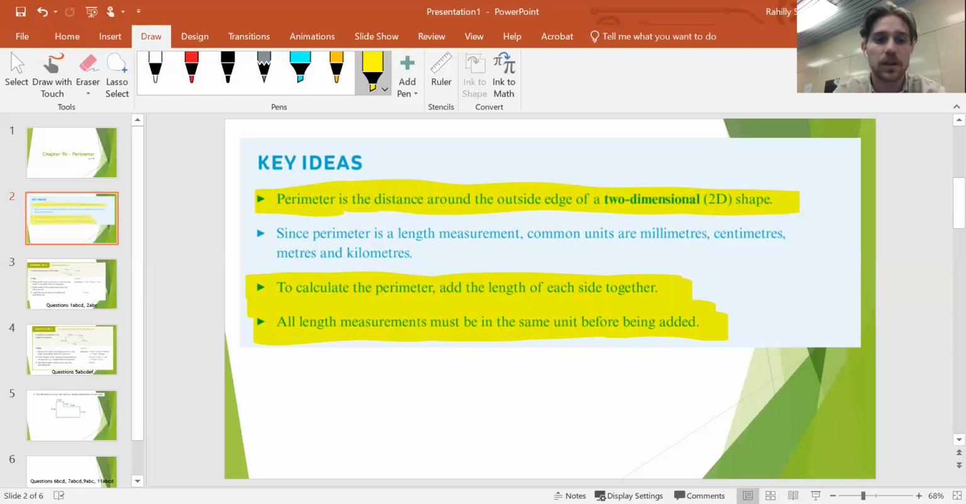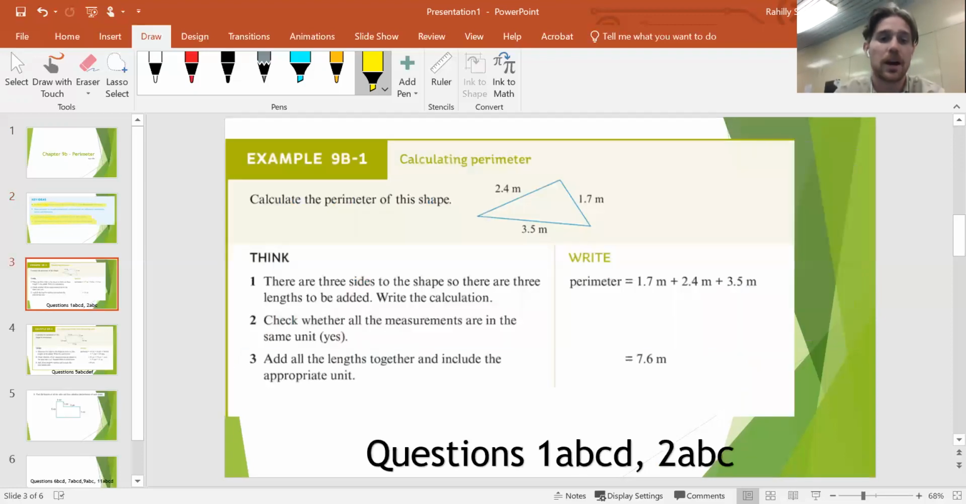I'll go through the first example from the textbook, which is simply how we calculate it. As you can see, these are our three lengths, and they're all in meters, so they're all in the same unit. All we need to do is add them together. There are three sides of the shape, so there are three lengths to be added.